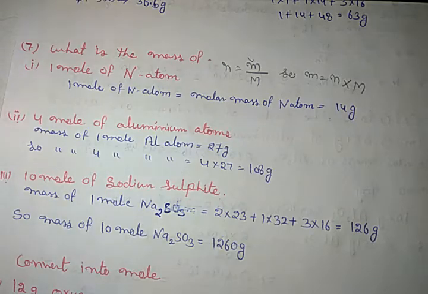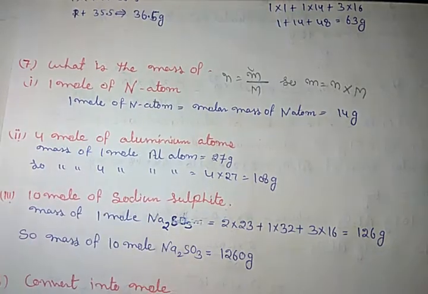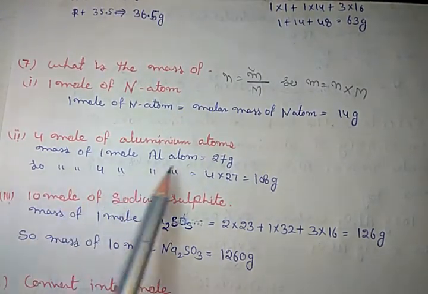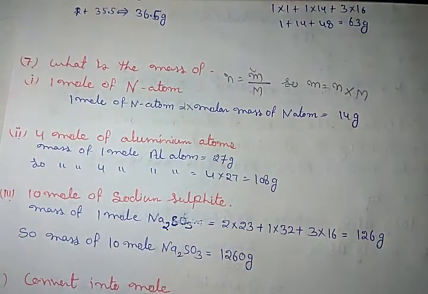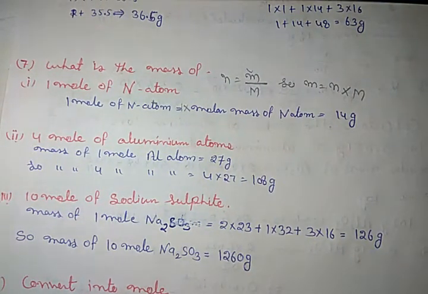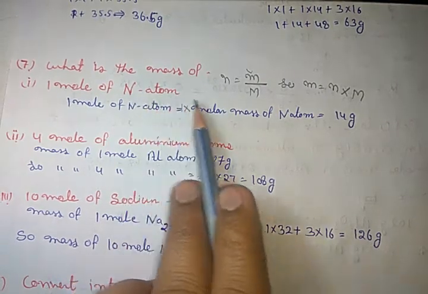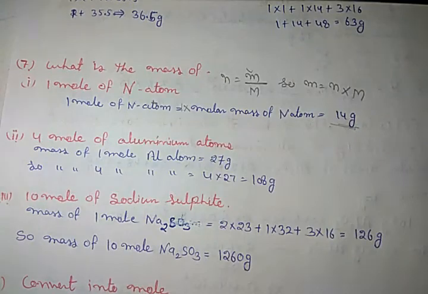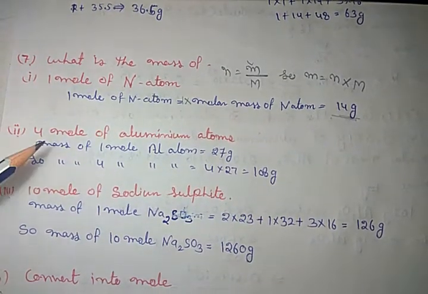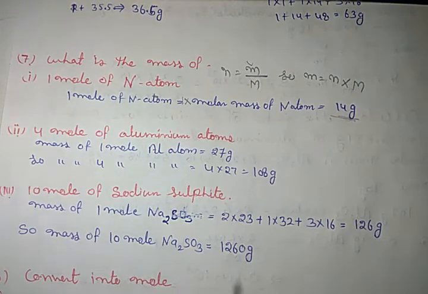Okay, the first one is 1 mole of nitrogen atom. So there is 1 into the molar mass of nitrogen atom, and you know that the atomic mass of nitrogen is 14. So 1 into 14, the answer becomes 14 gram. Now 4 moles of aluminium atoms.